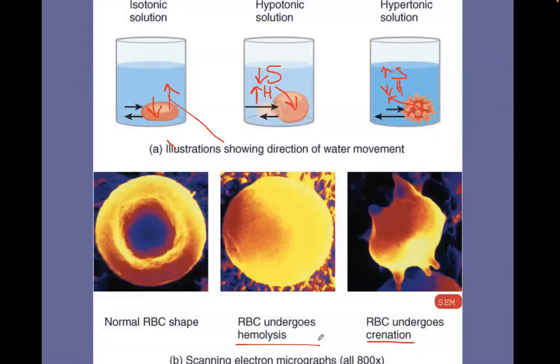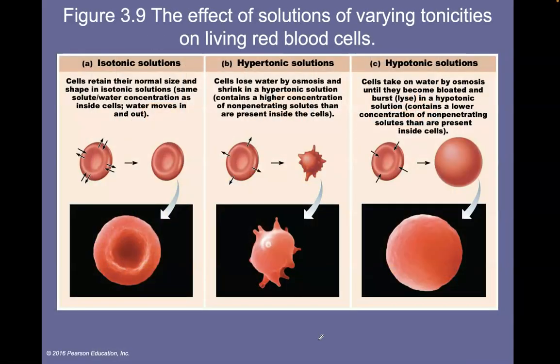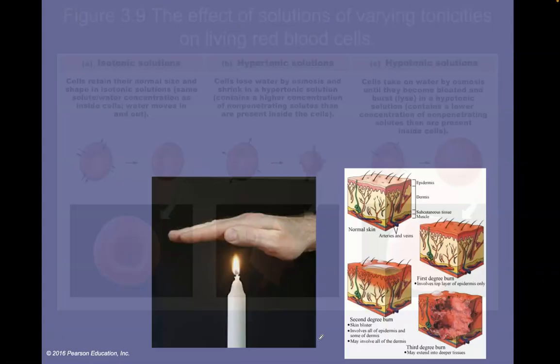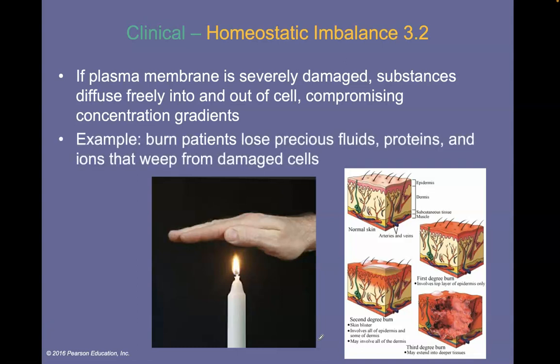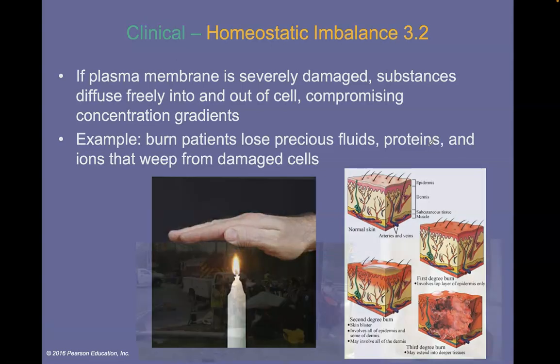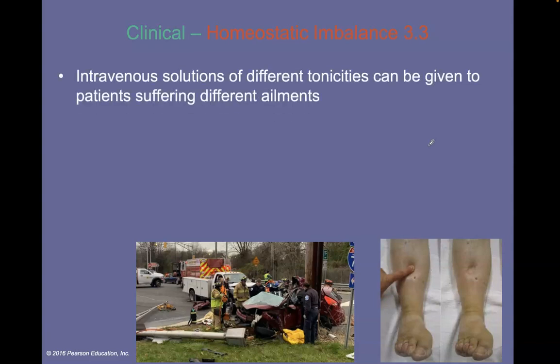if you need more help with this, I am happy to set up some time with you to talk about this. But it's very important to understand what happens when you put your cells in situations of hyper and hypotonic. And there are clinical applications to this. If your plasma membrane is severely damaged and stuff is allowed to diffuse freely in and out, this compromises all of the concentration gradients that help you do muscle contraction and all kinds of things. For example, burn patients oftentimes lose precious fluids this way. That's why they can often be dehydrated. And they lose proteins, ions, all kinds of issues that can happen with that broken down barrier.